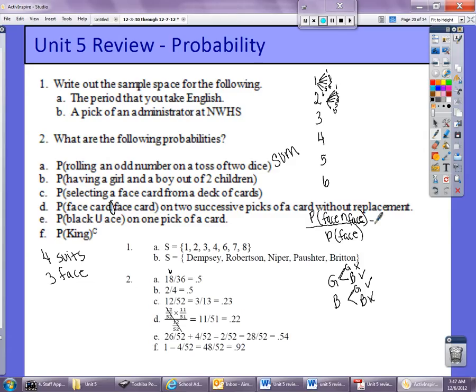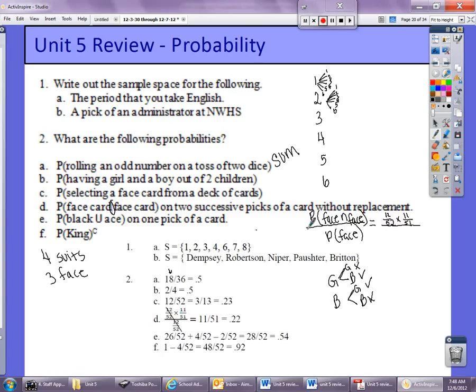Okay, so what's your probability of a face card and a face card? And again, these are dependent events, so my second is going to depend on the outcome of my first. So if I get a face card first, that's going to be 12 out of 52. Well, if I already have a face card, then I'm only going to have 11 left out of 51 cards. Okay, so that's why you see the 12 out of 52 times 11 out of 51.